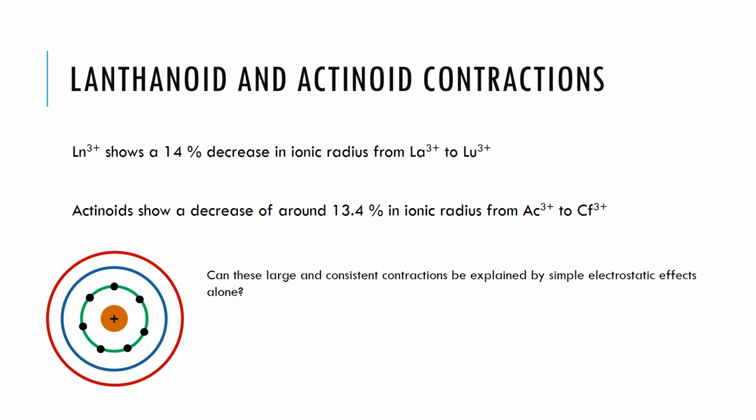Now, what you might say is, well, okay, that's fine, but surely, in the transition series, when we're crossing a group, the 3d or the 4d orbitals shield, so why don't we see such similar consistent trends in the first rows of the transition series, like we see in the lanthanoids, and indeed the actinoids?